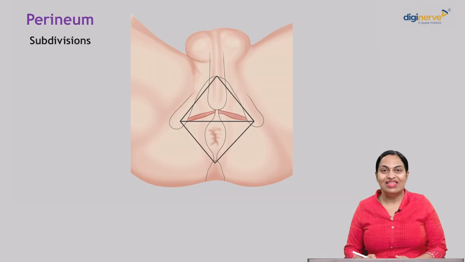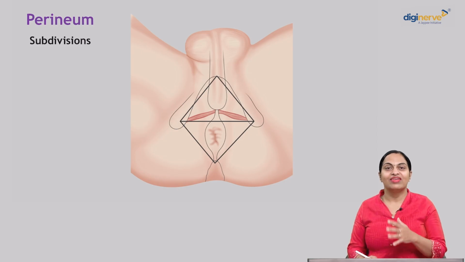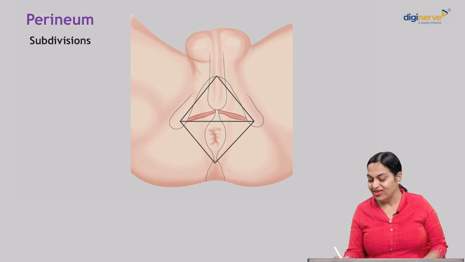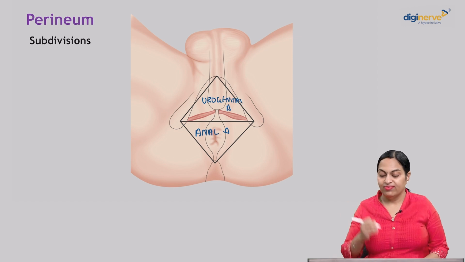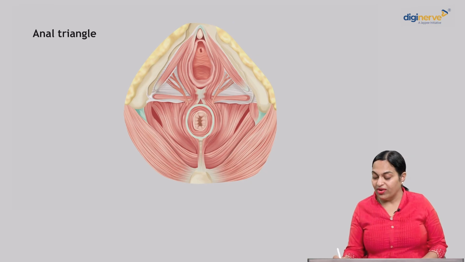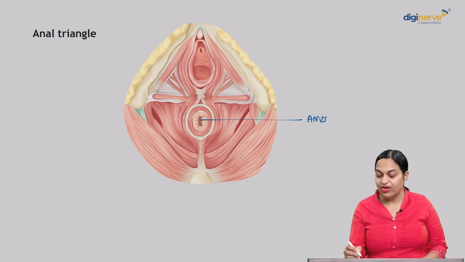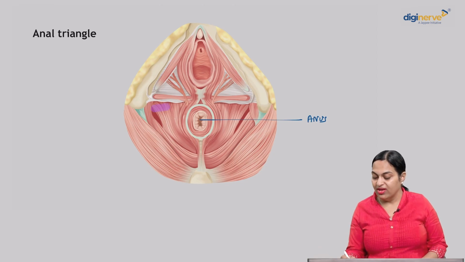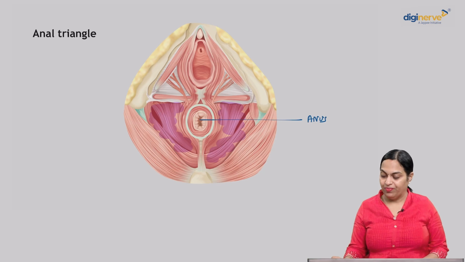So, we have seen that, yes, the region of the perineum can be divided into two triangles. This is the anal triangle, and in front we have the urogenital triangle. And in the anal triangle, so this is the anus, right? On either side of the anus, we have learned that this space is the ischioanal fossa.